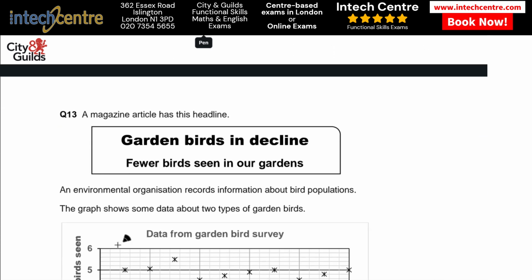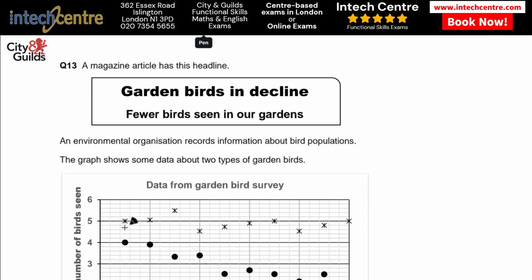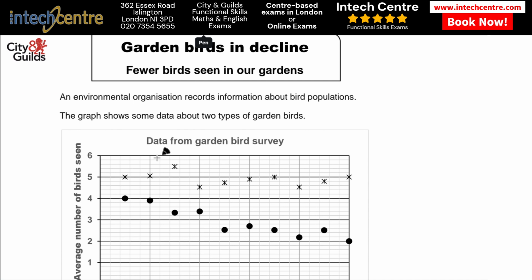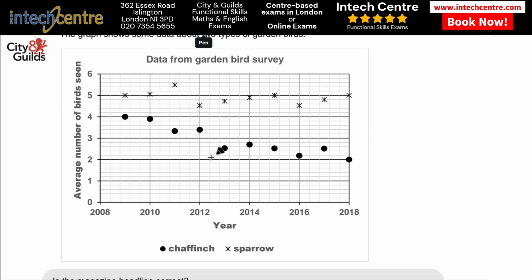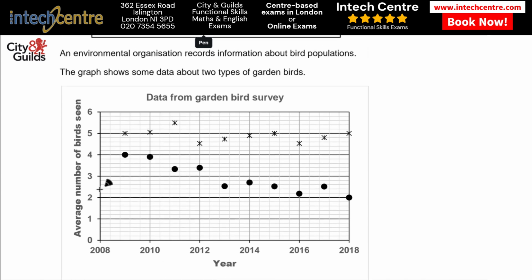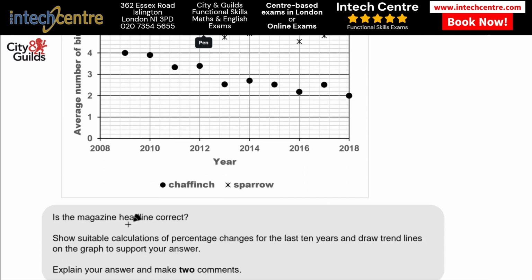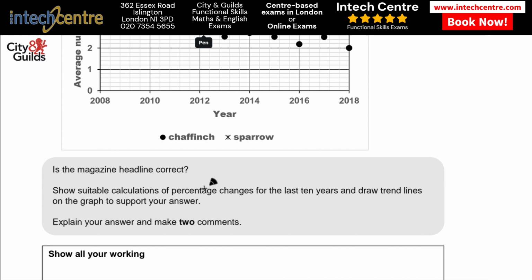Moving on to question 13. We are given that a magazine article has this headline: Garden birds are in decline, fewer birds seen in our gardens. An environmental organization records information about bird populations. The graph shows some data about 2 types of garden birds. So we have the X's for sparrows and the circles are chaffinch. The average number of birds seen is on this axis, and we have the year on the bottom axis. Is the magazine headline correct? Show suitable calculations of percentage changes for the last 10 years and draw trend lines on the graph to support your answer. Explain your answer and make 2 comments.